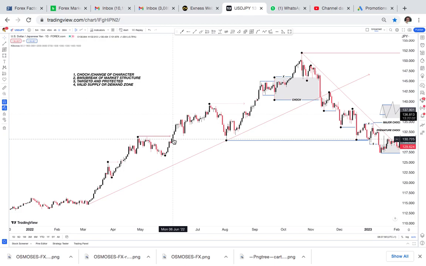When lows are breaking highs, it tells us that we are in an uptrend or a bullish market. So I'm looking to buy from the low. But when highs are breaking lows, that means we're in a downtrend. I'm looking to sell from the highs. Okay, that's just the break of market structure.